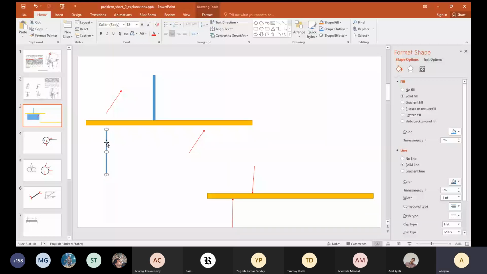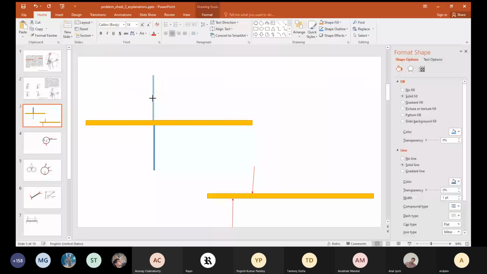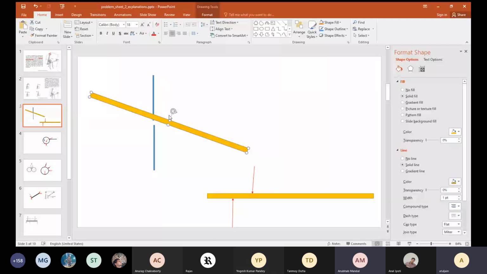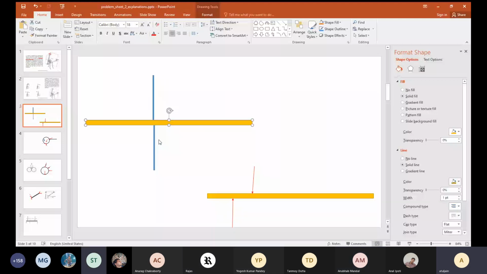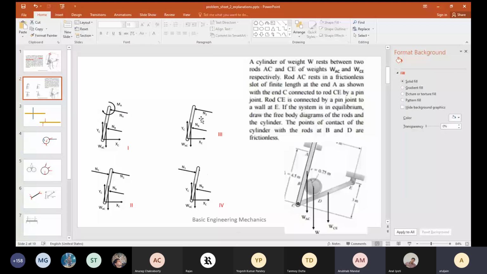If this is infinitely thin, then what can you say? Then is this rotation allowed? Yes, sir. If it was infinitely small, they do not have finite length, then this rotation is allowed. Then only one constraint. Then option 3 and 4 would be right. Yes, sir.